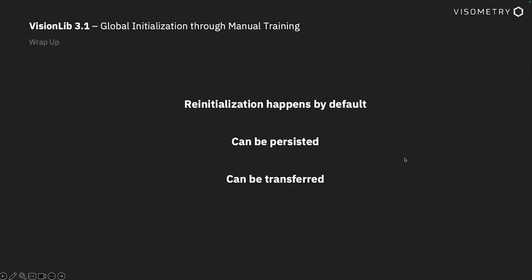Okay, so what you should take away from this webinar is what init data is and how it is learned for reinitialization by default, and that it allows for reinitialization when tracking is lost. It can be stored in a file and be used later on, and it can be transferred to different scenes and devices where the same object can be used.